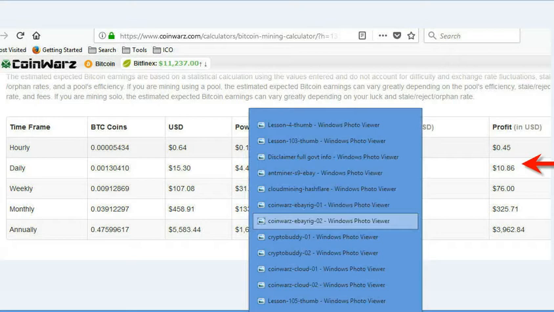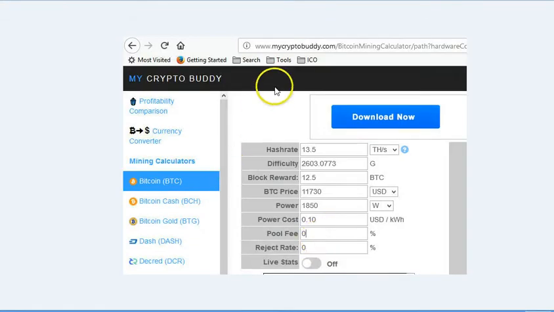Okay. All right. Let's go ahead and use the other calculator, which you can find at mycryptobuddy.com. You pick the one for Bitcoin. Obviously, there are other coins that you can calculate, but in this particular example, we use Bitcoin. And then you enter the terahash per second, it's 13.5. Leave the difficulty, leave the block reward. We're using the same BTC dollar exchange price, which is 11,730. And then remember the wattage is 1850. The price per kilowatt hour is 10 cents. There are no pool fees. Leave that blank right there. And so we plug that in.